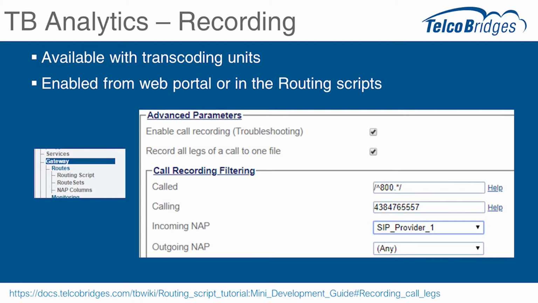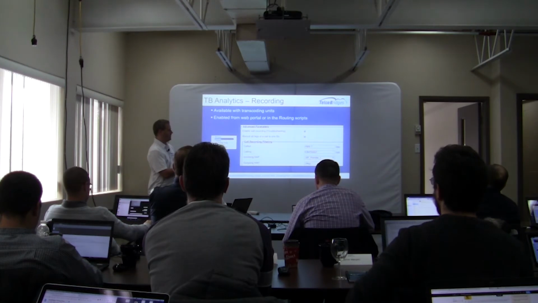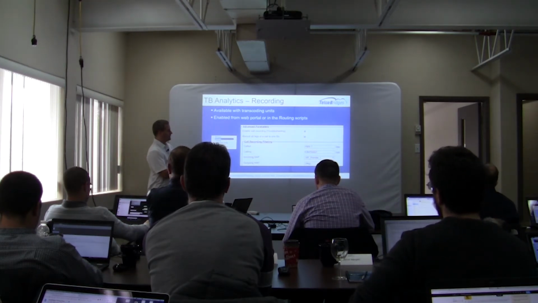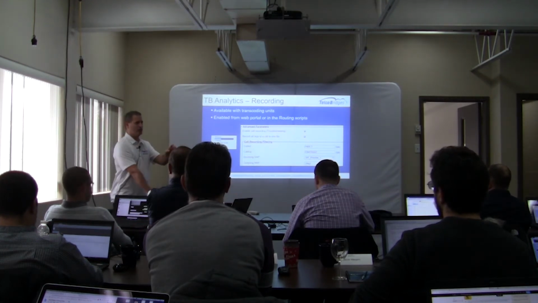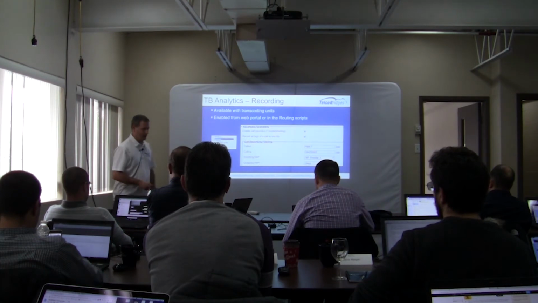The recording from the web interface, you need a transcoding unit to do that, but if you have it, you can enable call recording. Here we say for troubleshooting, most likely it's just to hear what is coming in on the line. Right? Sometimes they say quality is not good, stuff like that, so we can record what is coming in on the lines, and you can put some filters like this. So incoming NAP can be one specific NAP or any, and then you can filter on called and calling number. System will automatically, if it finds those values, will record this call.